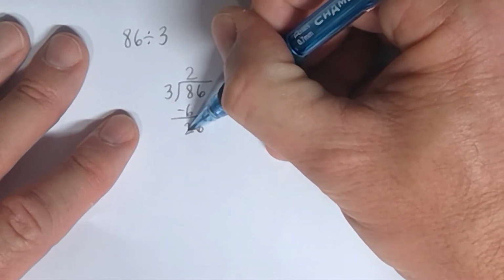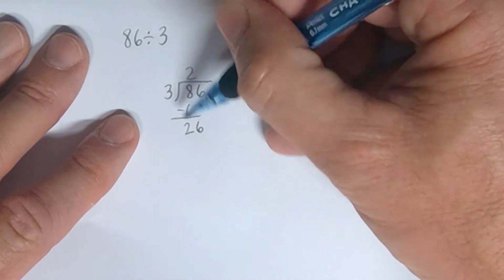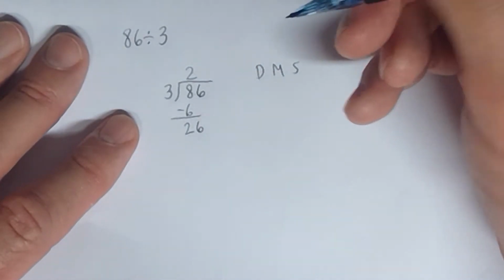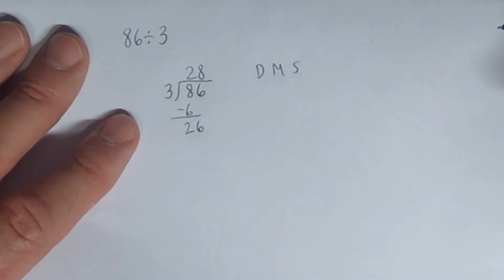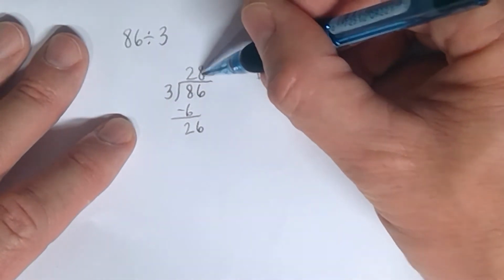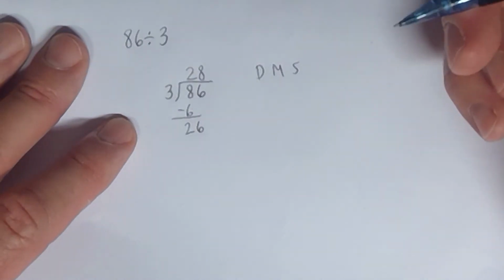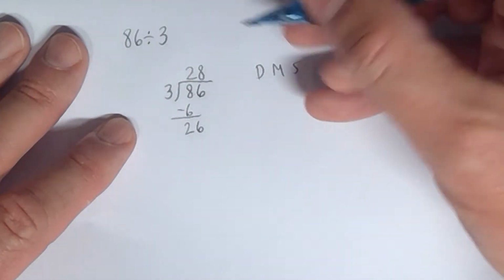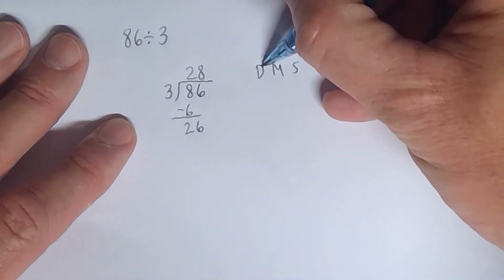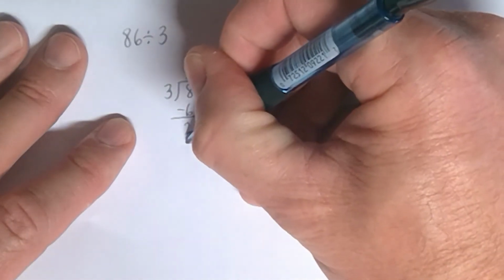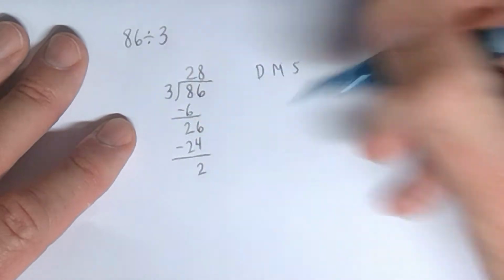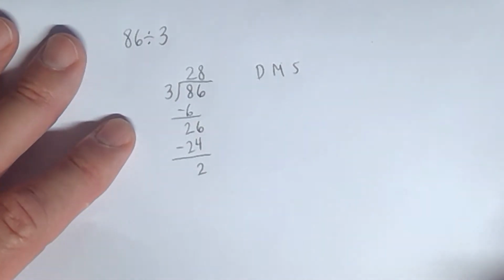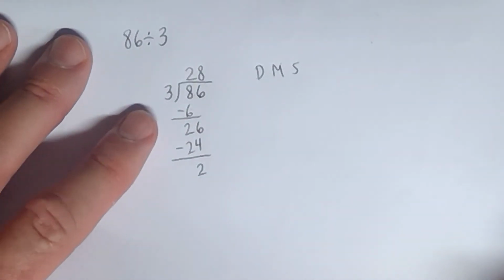3 does not go into 2. It's too small, but it does go into 26. How many times? It goes into it 8 times because 3 times 8 is 24, but you can't put a 9 there because then that would make it 27, and that would be too big. Okay. Then what do we do after we divide? We multiply, right? 8 times 3 is 24, and then we subtract. And now we're done. There's nothing more to do.